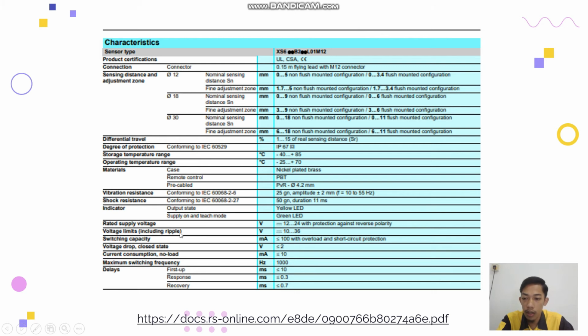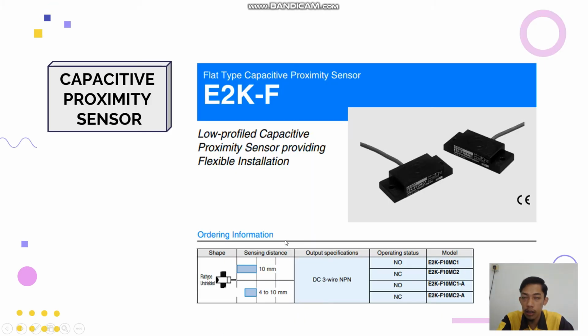The rated supply voltage for the sensor is 12 volts to 24 volts, with protection against reverse polarity. The voltage limit including ripple for this sensor is 10 to 36 volts, the switching capacity is 100 milliamperes, and the voltage drop in the closed state is 2 volts.